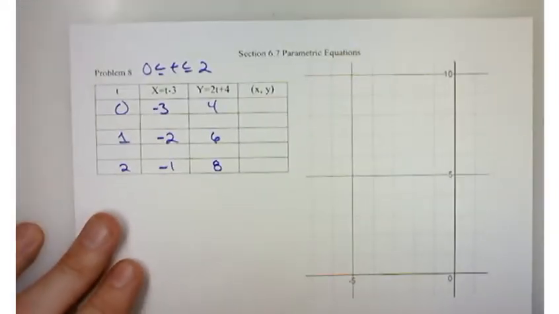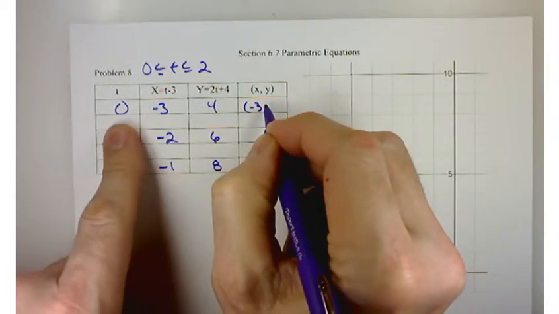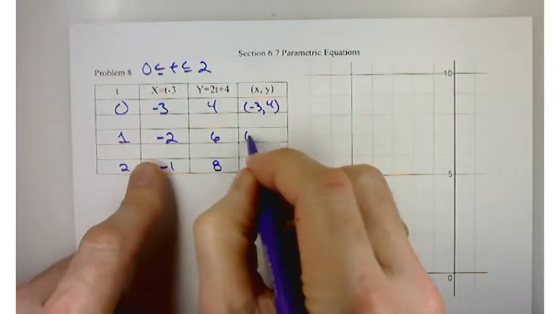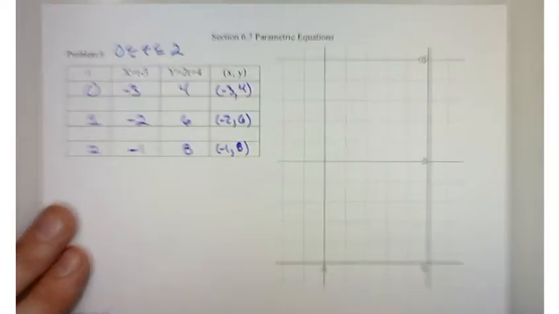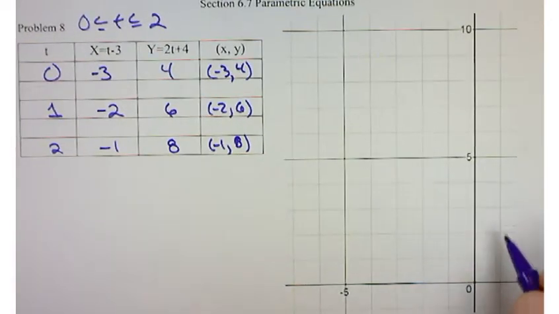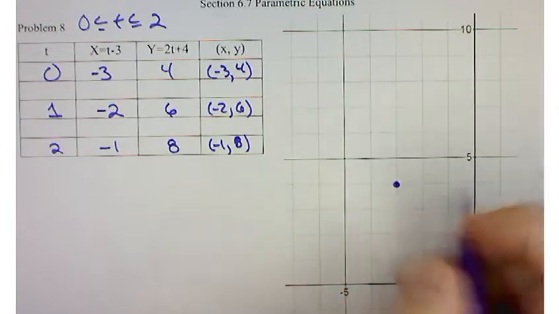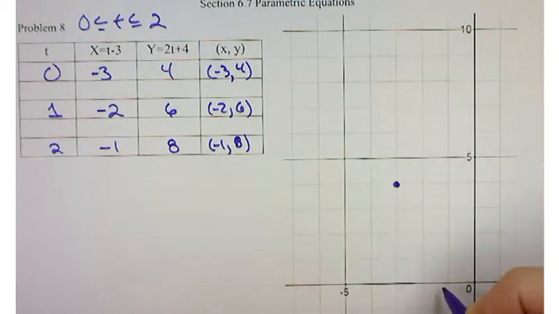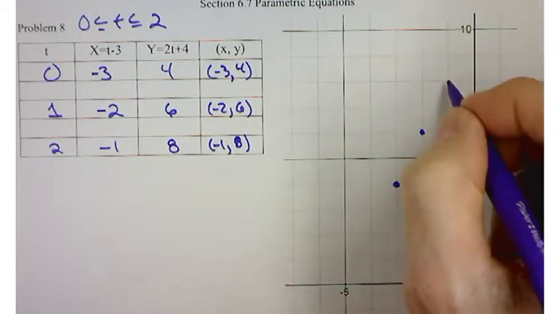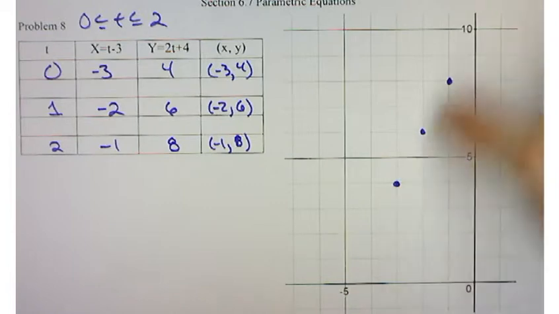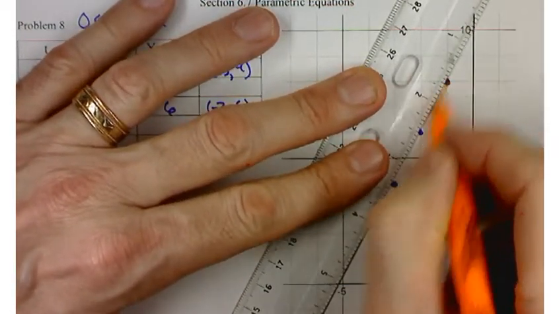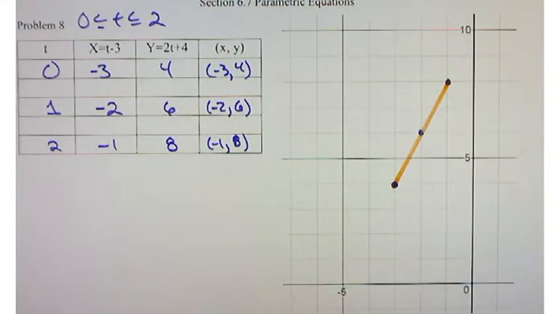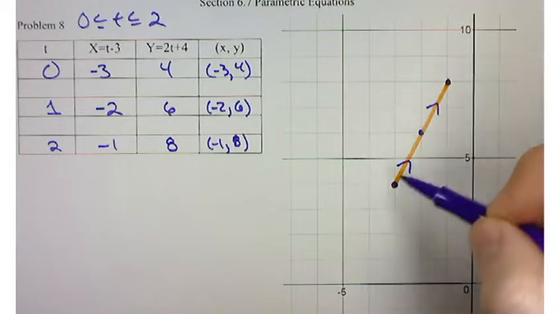Now let's see what that means in terms of our graph. Well, I started out here at t equals 0, I had this point, negative 3 and 4. And then I went to negative 2 and 6. And finally, negative 1 and 8. So let's plot these points. In fact, we'll have to plot them in order. So negative 3 and 4 would be up here. So that's where we're starting. And then negative 2 and 6 would be up here. And finally, negative 1 and 8. So we started out here and we ended up here. And that gives our graph a little bit of an orientation. So we'll play connect the dots here. But the orientation is that it starts out here and it ends here. Okay, so that's nice. So really what I've got is a little piece of a line.